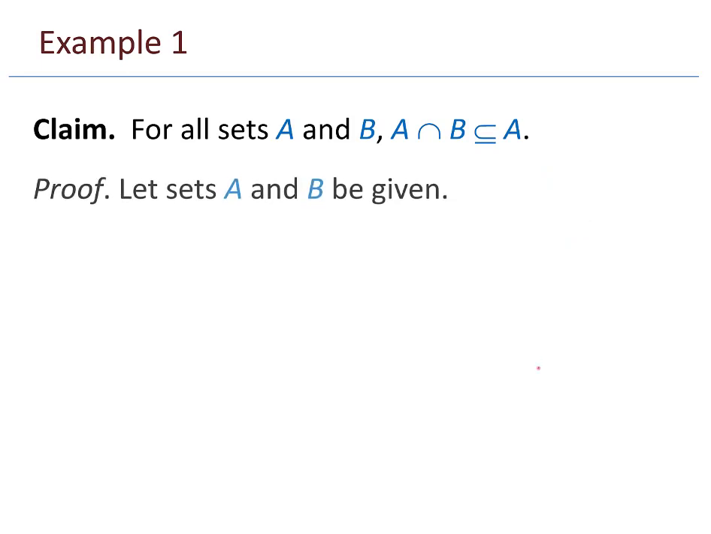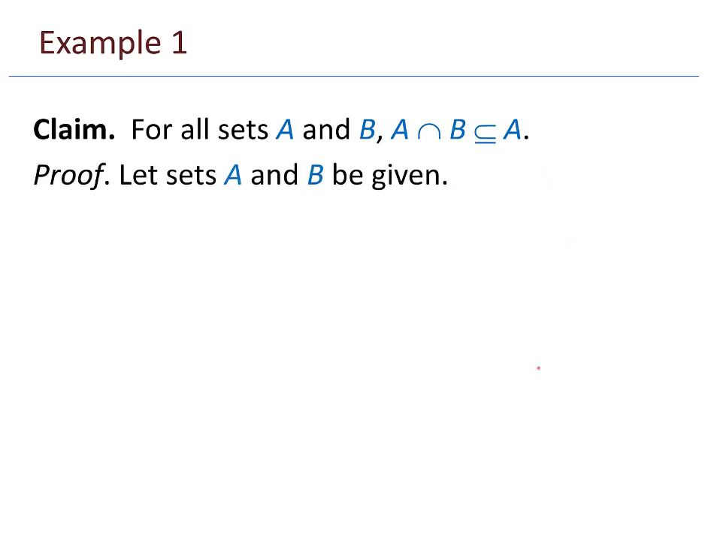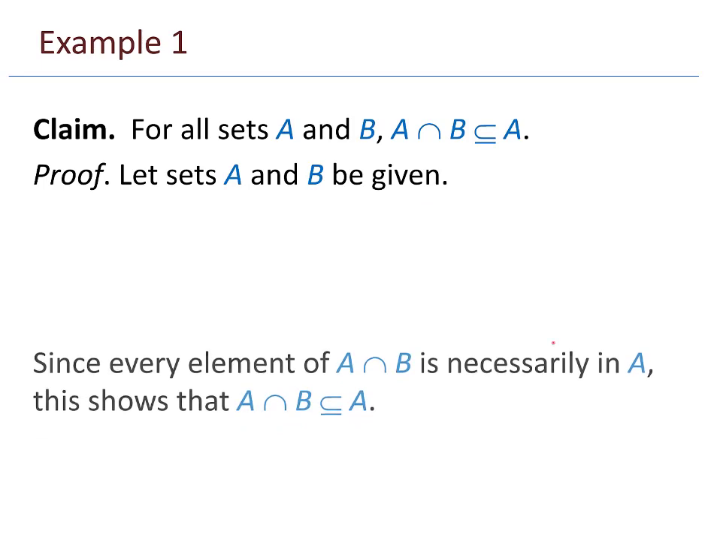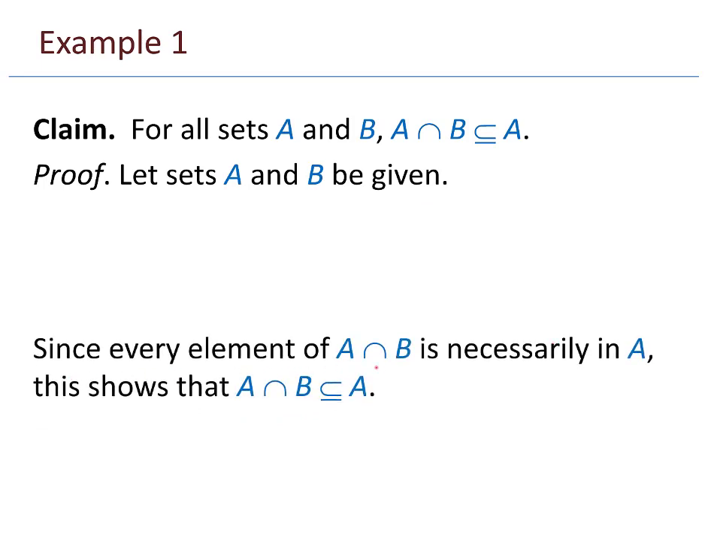Now, to start, the first line is going to be, let sets A and B be given. And let me think about the very last line. Where will we end up? Since every element of A intersect B is necessarily in A, this shows that A intersect B is contained in A. So I want to show that if I take an element in A intersect B, then that element will have to also end up in A. Okay, so now let's actually do the proof. We'll dig into the elements.